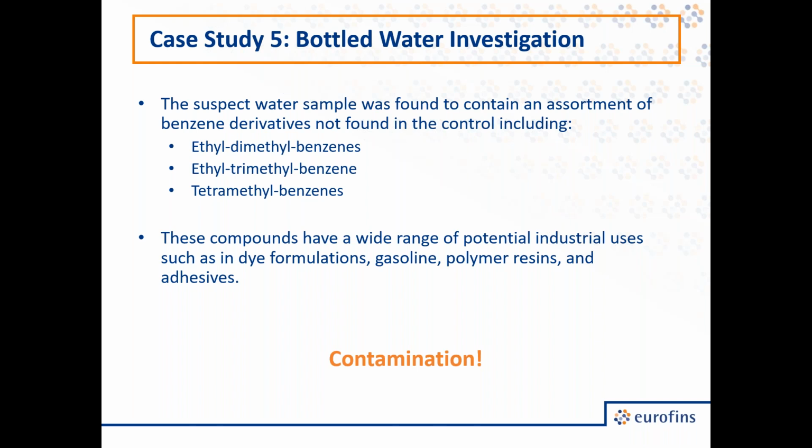So using this information, the client investigated their own processes, and they found that they had begun using a different tank with a different interior coating since the issue had started. So they actually sent us samples of the actual coating material from the inside of these tanks, and we were able to test it in the same way that we tested the bottled water samples, and we verified that the coating did contain many of these modified benzene compounds. So by going through this process and then looking at their own processes, the client was able to track down the exact cause of this problem and prevent it from happening in the future.